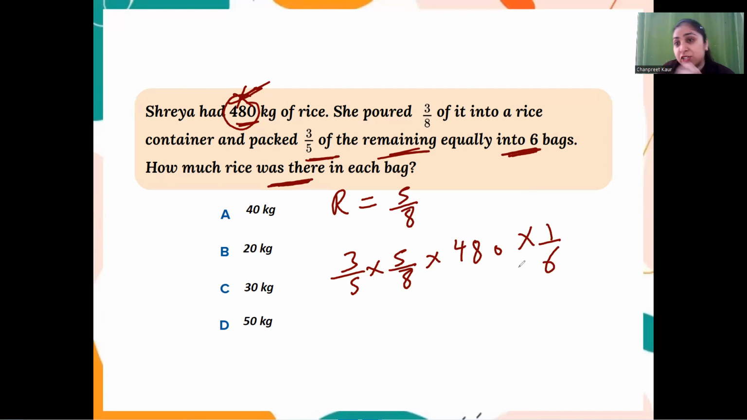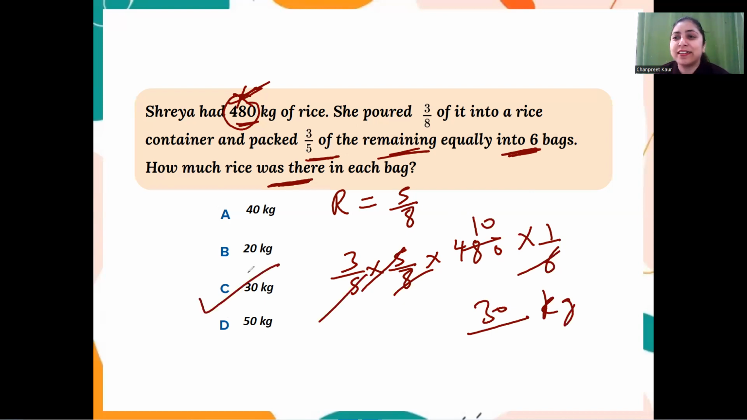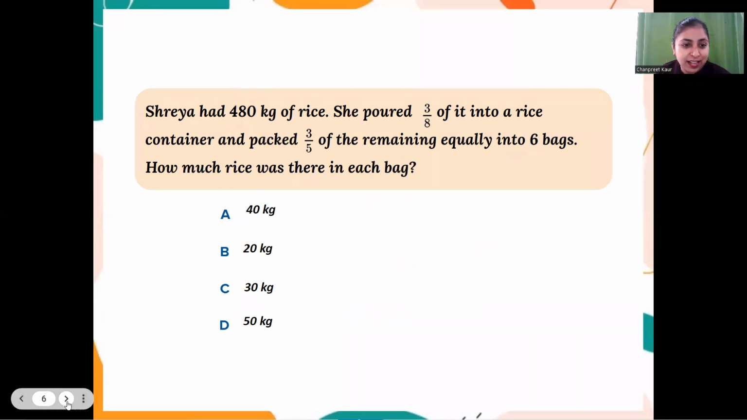Okay. So now just try to find the calculation. 8 times 6 is 48. So this is going to be 10, 5 on 5. So 3 times 10 is going to be 30 kg, that is my answer. So I hope this is helpful for you.